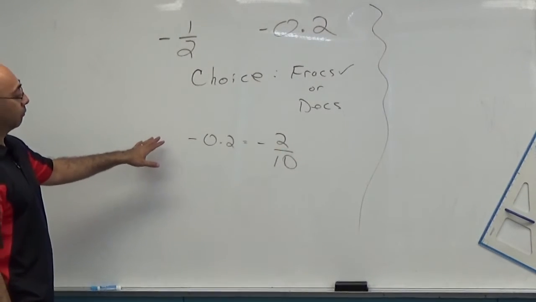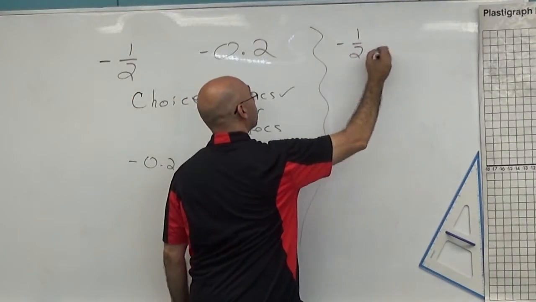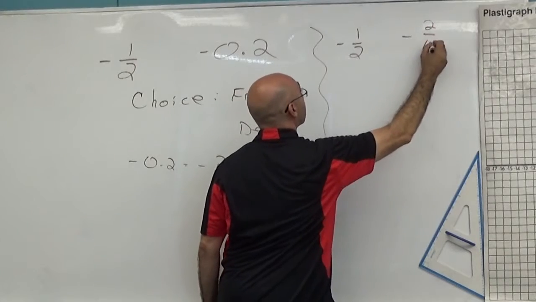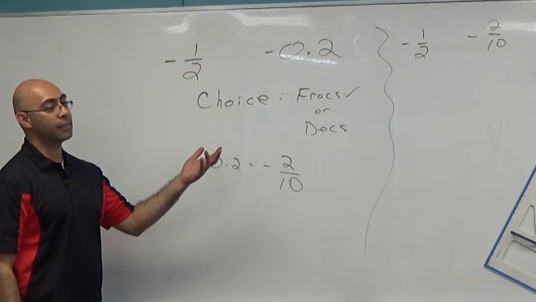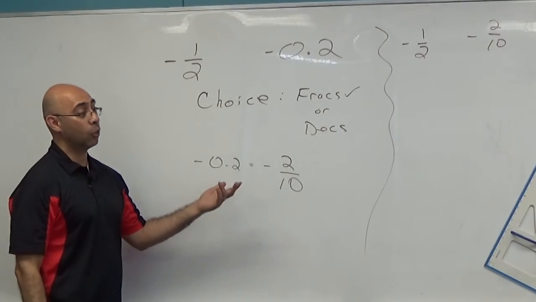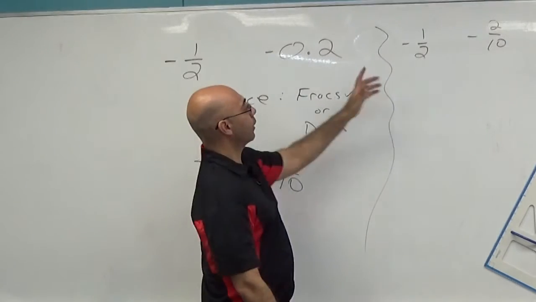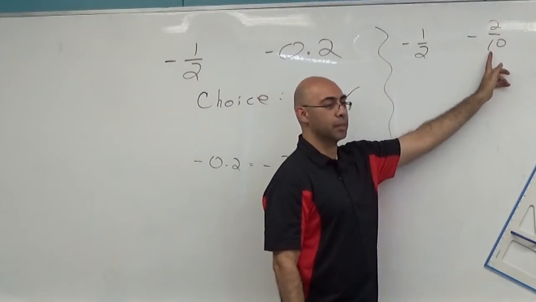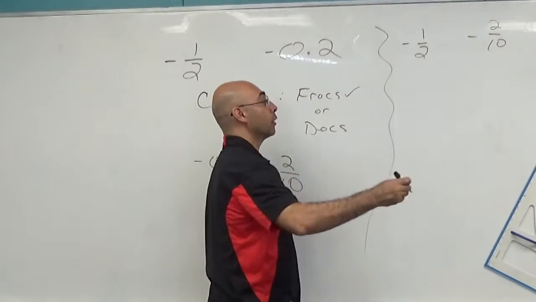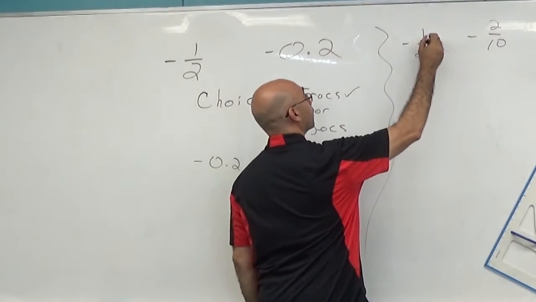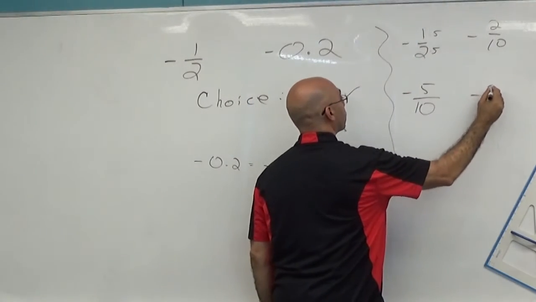Now, I have a -1/2 and a -2/10. Can I compare these yet? No, because just like these need to be the same, when you're comparing fractions, the bottoms need to be the same, right? So I got to do one more set of changing. And it was mentioned earlier, turn that into a 10. So that's -5/10 and -2/10.